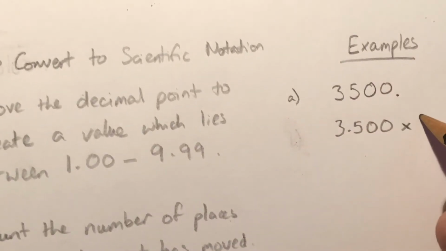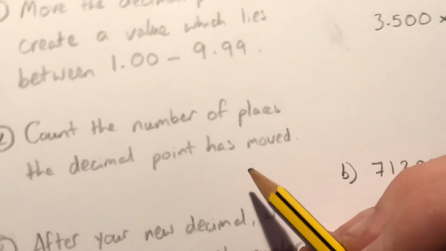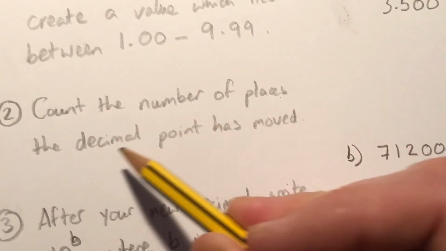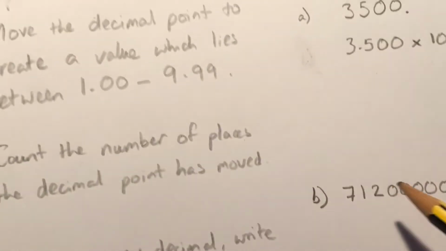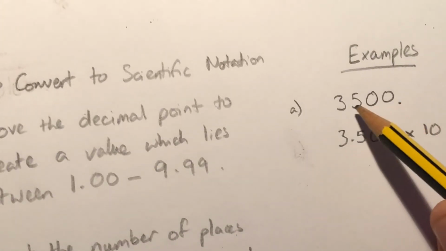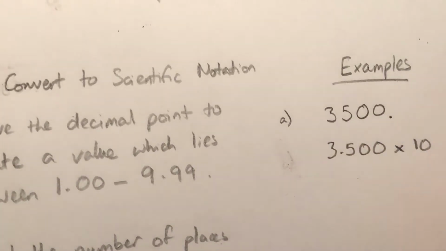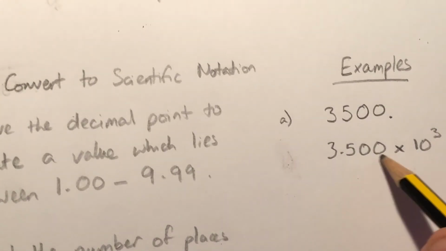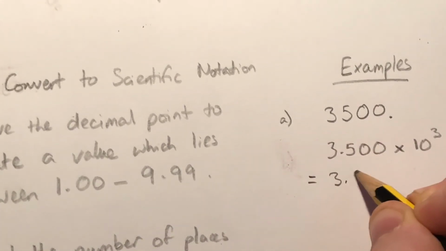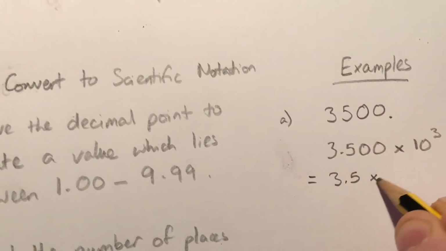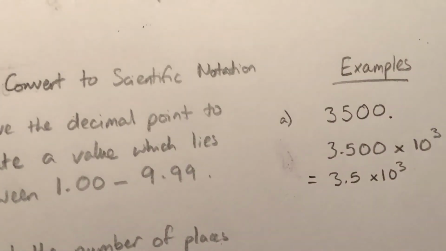3.500 times 10 to the power of, so we're launching at step 3 here, count the number of places the decimal point is moved, and we're going to put times 10 to the power of whatever that number might be. Okay, so we can see it's moved from here to here. That's moved 1, 2, 3 places, so this is times 10 to the power of 3. And our final step said just to remove any excess zeros. Now, normally when we're writing a decimal, we don't put any extra zeros at the end if they're not needed. So this is just 3.5, these zeros disappear, times 10 to the power of 3.